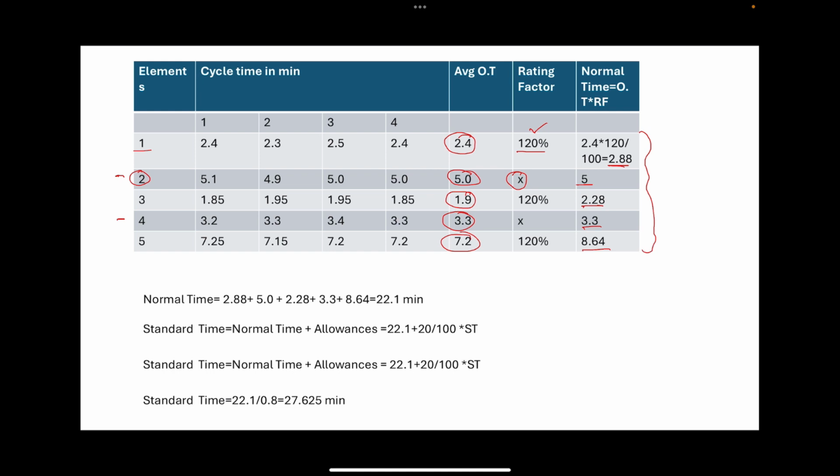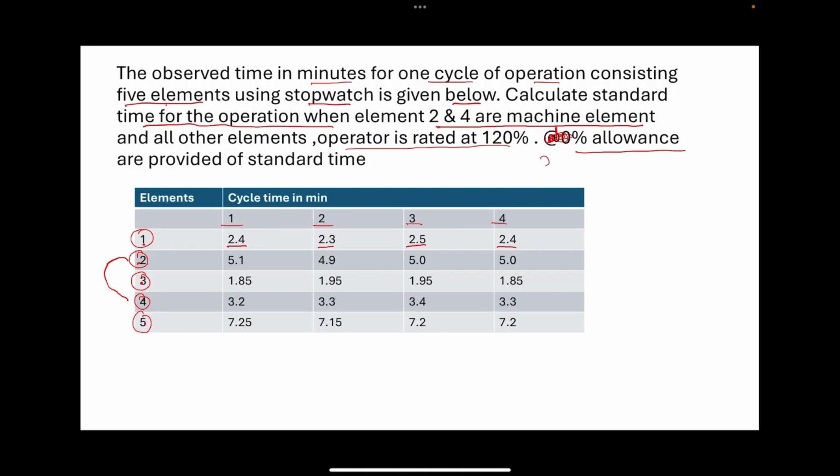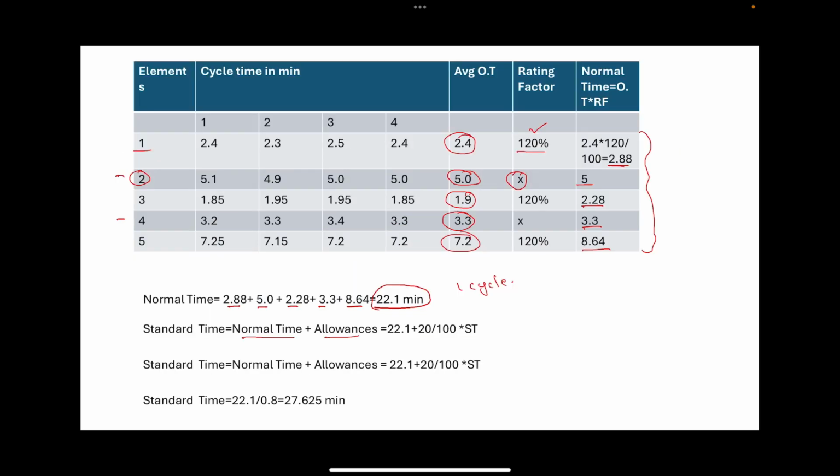Then we sum these elements. This is the normal time: for a job, it takes 22.1 minutes for one cycle. Standard time is calculated as the normal time plus allowances. The allowance given here is 20 percent, so 20 percent of the standard time is provided as allowance, and the standard time is to be determined.